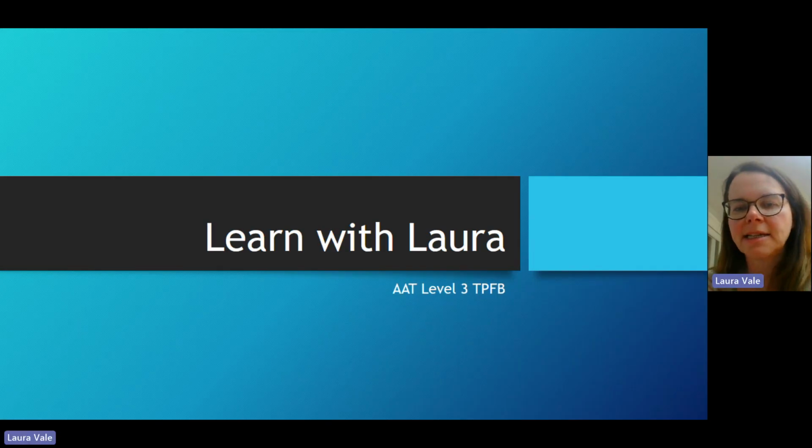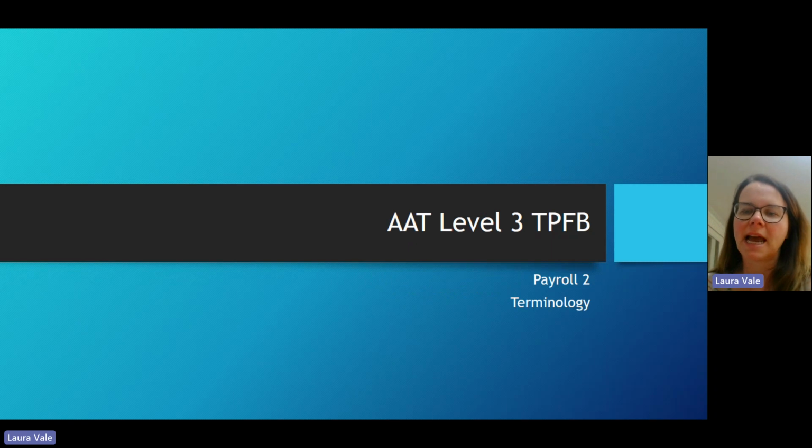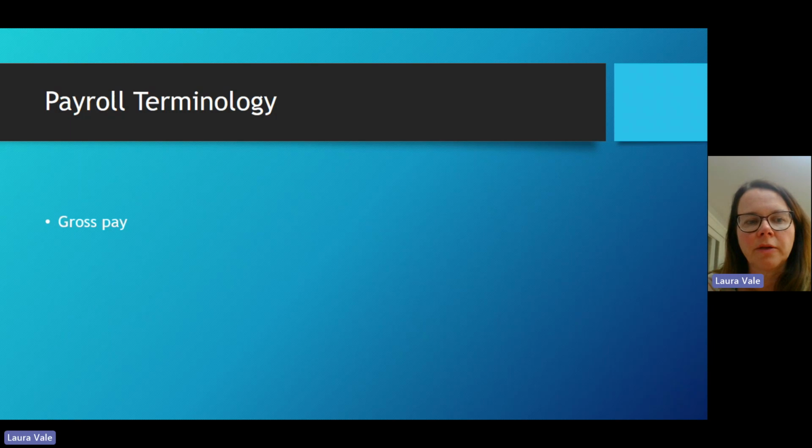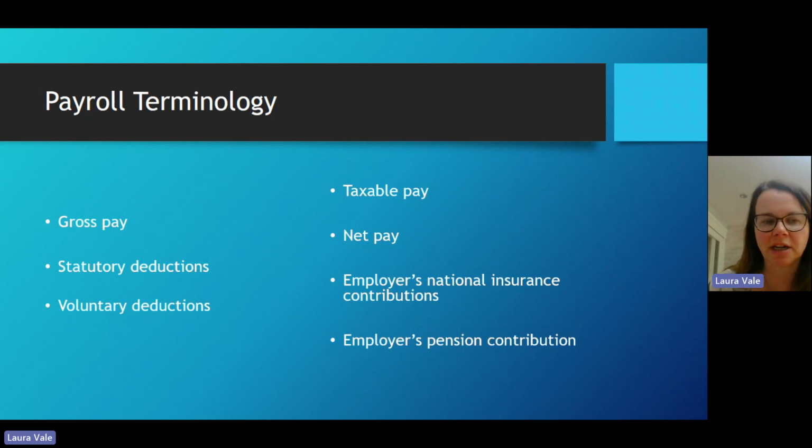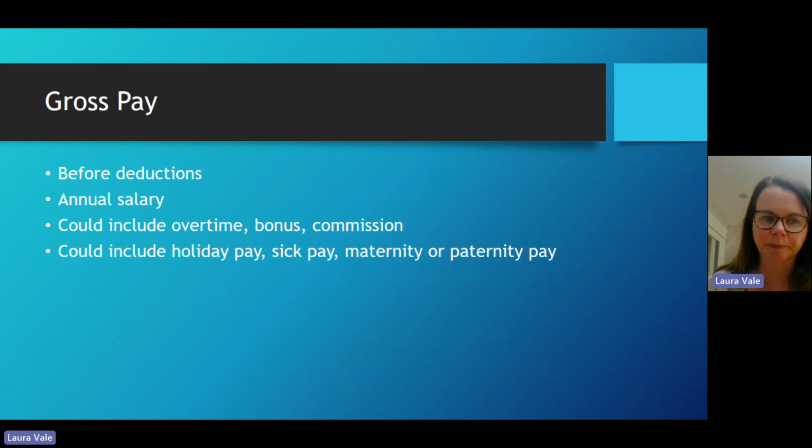This is the second in a series of videos on payroll looking at terminology. So these are some of the key terms that you need to understand for this unit. Gross pay, statutory deductions, voluntary deductions, taxable pay, net pay, employers' national insurance contributions, and employers' pension contribution. So let's have a look at each of these in turn.